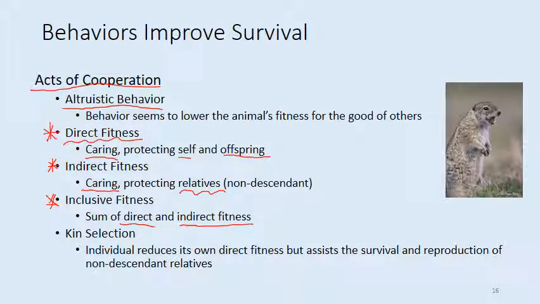And the kin selection, individual is reducing its own direct fitness, so it could be putting itself in danger, but during that, it helps to warn other animals, warn the relatives or the group members of danger coming in, for example.